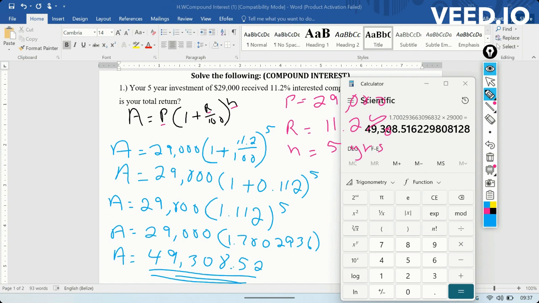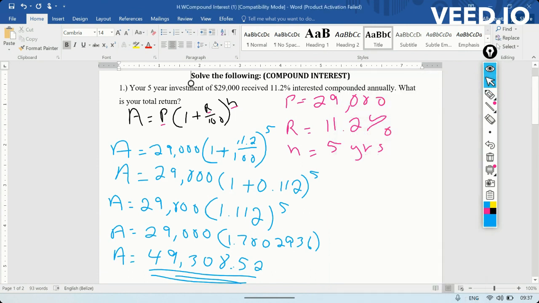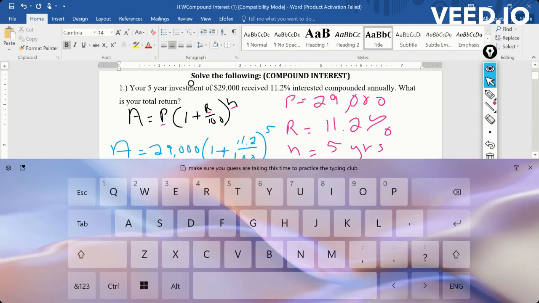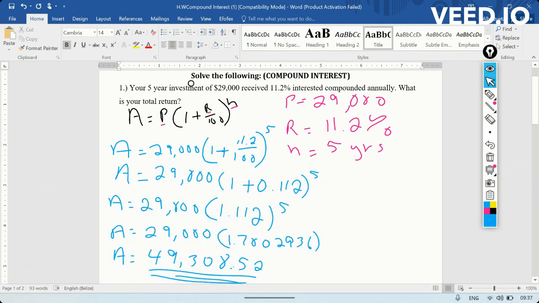So this is how you guys work with compound interest. There are various formulas out there, but all of them take the same exact way of solving. Don't go into anything complicated, guys. I know there are some formulas that are a little bit different, so stick to this one here.